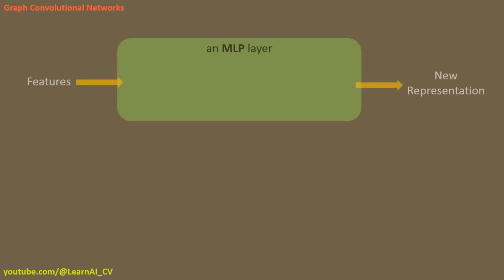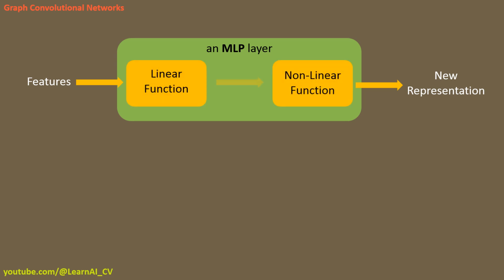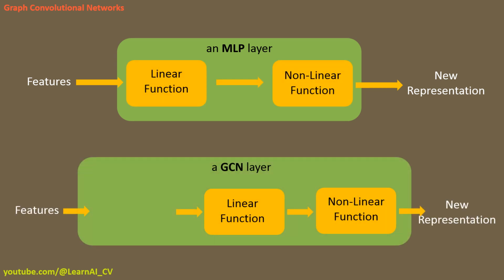A multi-layer perceptron layer consists of a linear and a non-linear function. A GCN layer has one more component, an aggregation function. Feature aggregation distinguishes between an MLP and a GCN. At the beginning of each layer, the information from neighbor nodes is aggregated. A GCN layer integrates the graph topology and features of the nodes in a local neighborhood.